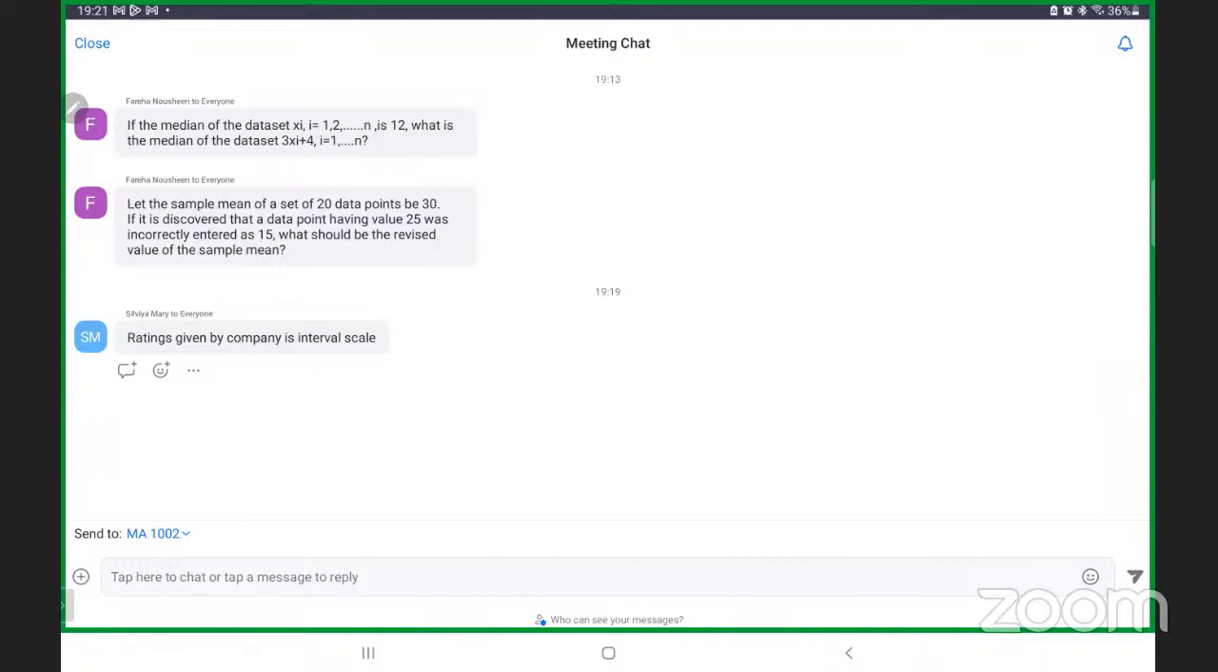Okay, look at the first question. Median of the data set. It is something like the same question that we talked about a few minutes back. So you have a data set x1 to xn and the median is given to be 12. Now what you are doing is multiplying your data set by 3, and then after that you are adding 4 to everything. So if the initial median was 12, then the new median will become 12 times 3 plus 4, right?